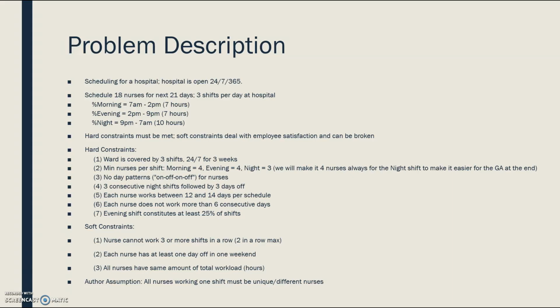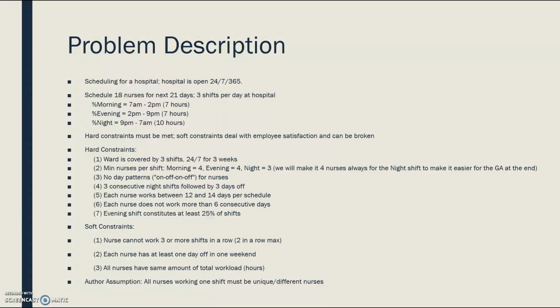The hard constraints are just kind of what you would assume, like if they work 3 consecutive night shifts, have a few days off, don't have on-off patterns, each of the shifts needs to be covered, all of the days need to be covered, each nurse needs to only work a certain amount of days per 21 days in the schedule, don't work more than 6 consecutive days, etc.